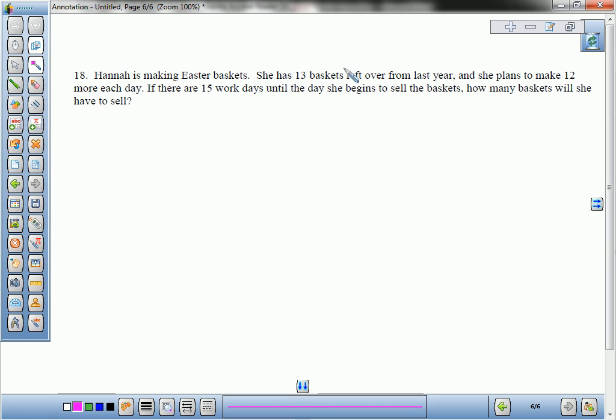Aw, Hannah's making Easter baskets. She has 13 baskets left over from last year. She plans to bake 12 more each day. If there are 15 work days until the day she begins to sell the baskets, how many baskets will she have to sell? This is to you. Now, are we multiplying how much we do every day, or are we consistently adding the same amount? Consistently adding. It's arithmetic again.